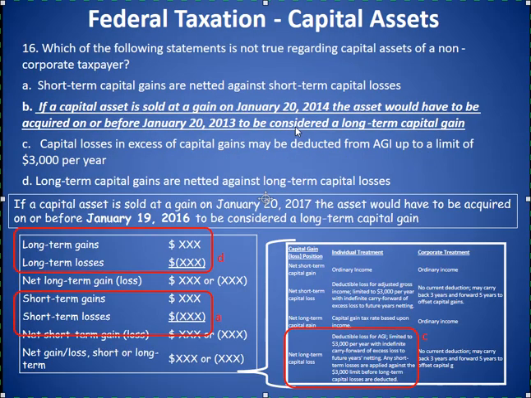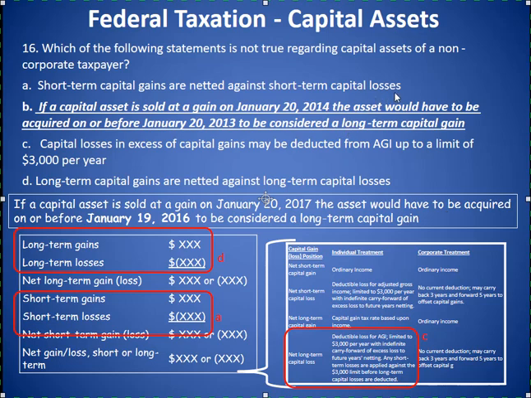The answer to question number 16, which of the following statements is not true regarding capital assets of a non-corporate taxpayer? In this case, if a capital asset is sold at a gain on January the 20th, the asset would have to be acquired on or before January 20th to be considered a long-term capital gain. That is a statement that is not true. Basically, if a capital asset is sold at a gain on January 20, 2017, the asset would have to be acquired on or before January 19th to be considered a long-term capital gain.